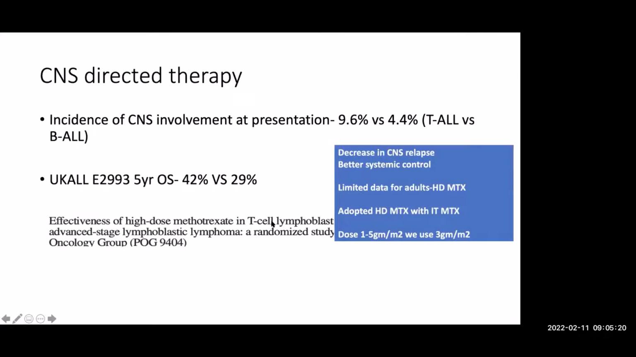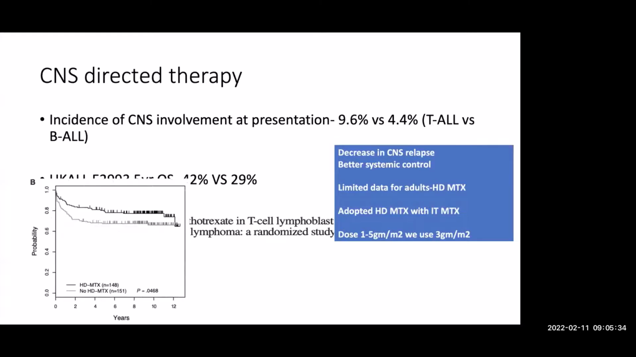In children with T-cell acute lymphoblastic leukemia, the Pediatric Oncology Group has studied the effectiveness of high-dose methotrexate, where use of high-dose methotrexate has been compared with patients who didn't receive high-dose methotrexate. Patients who received high-dose methotrexate had improved event-free survival compared with patients who didn't. And they postulated that this improvement in event-free survival can be either because of a decrease in CNS relapse, or some say this improvement is because of better systemic control.